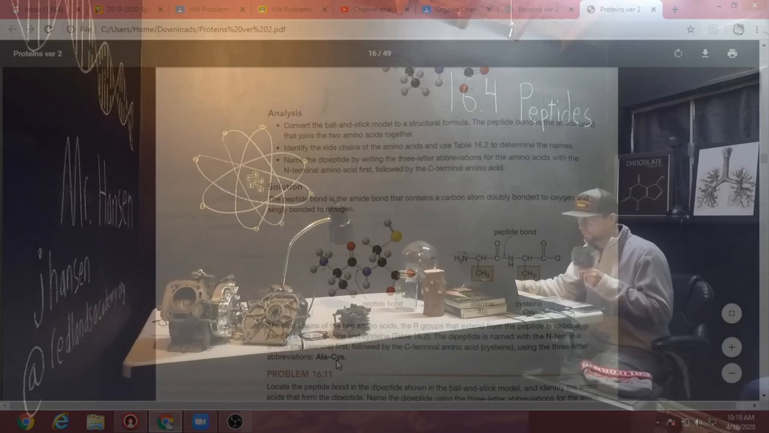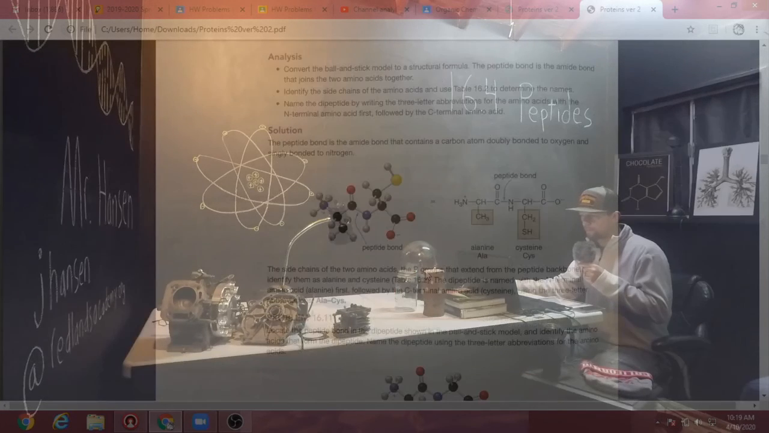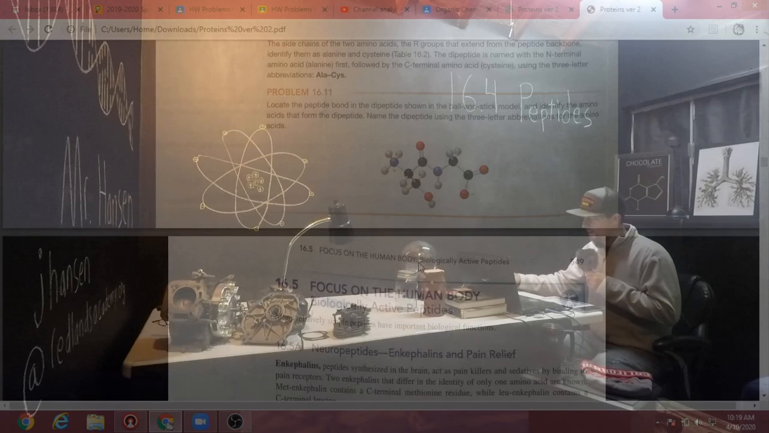ALA-CYS, right? And if you wanted to label it, you would just write the words peptide bond, point to it, draw an arrow. So that's how you would label that. So there you go. There's one of your own to do. Problem 16.11 with a ball and stick model. All right.